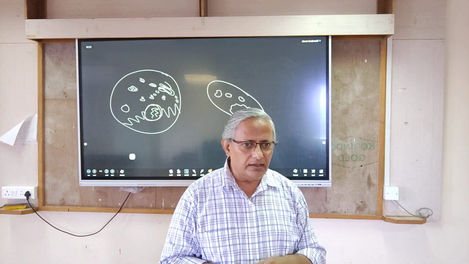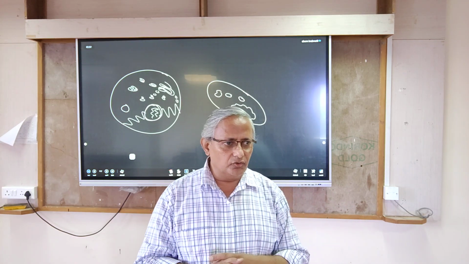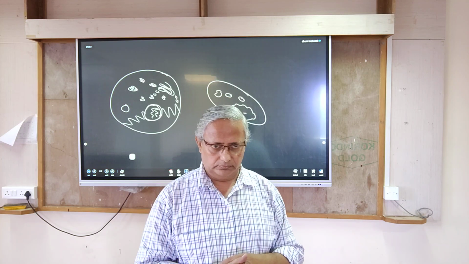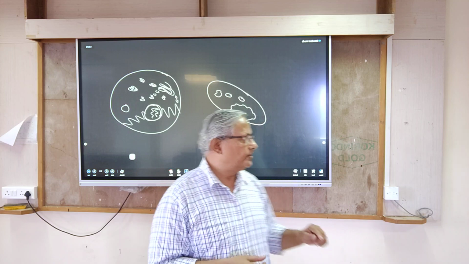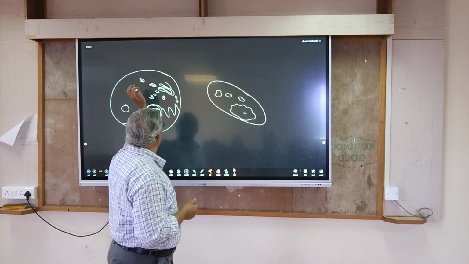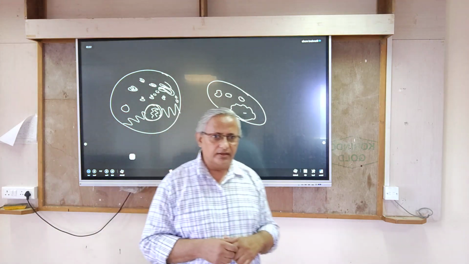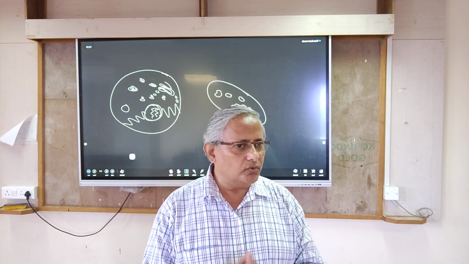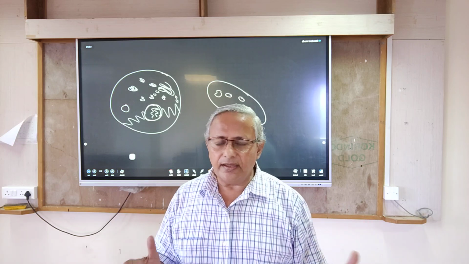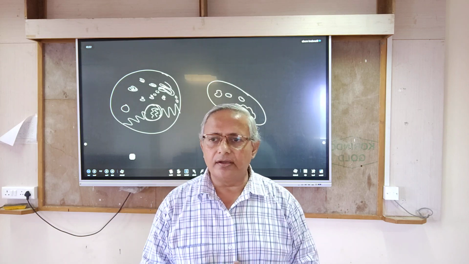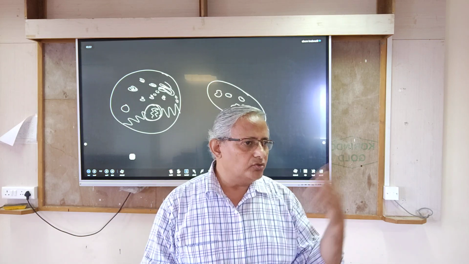Do you find DNA anywhere in the cytoplasm in eukaryotes? Is there any DNA in the cytoplasm? No, except that mitochondria have their own DNA. Except for mitochondria, there is no DNA. So in eukaryotes, all the DNA is confined to the nucleus. You will find DNA nowhere in the cytoplasm.